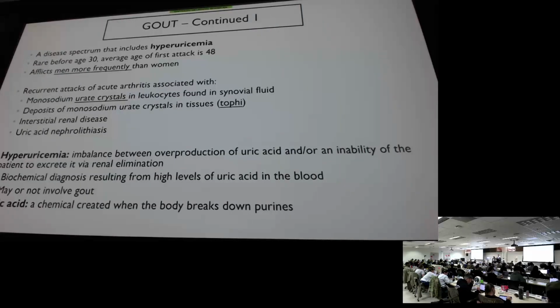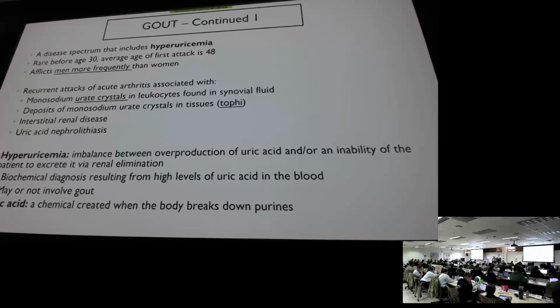So basically you have attacks of acute arthritis where you have monosodium urate crystals in the leukocytes in the synovial fluid. When you get into ortho, they're going to talk about how you can do a joint aspiration and look at its biofluorescence and what color it is. You don't need to know that for this class. We're not diagnosing it. I'm going to tell you it's gout.